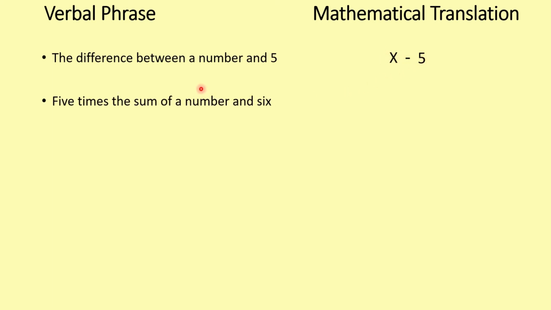For number 2, 5 times the sum of a number and 6. 5 times, open and close parenthesis, the sum. The sum is addition of a number again, variable. Gamit tayo ng X. And 6. Okay, so ito na yung equivalent niya. 5 times the sum of a number and 6. Okay?